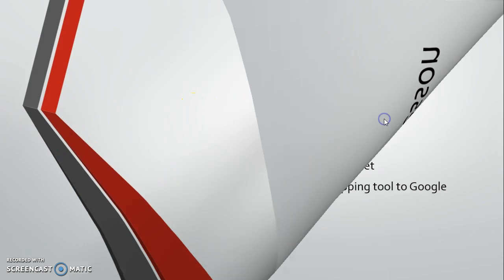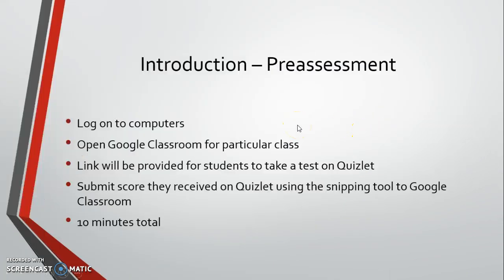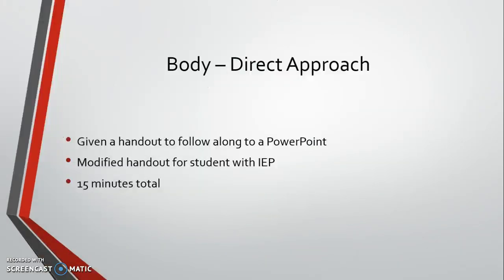Now on to the lesson. The introduction was a pre-assessment type of introduction in which students would log on to the computers, open Google Classroom for this particular class. In that Google Classroom, there would be a link in which students would be able to take a test on Quizlet. From there, the students would submit the score they received on Quizlet using the snipping tool to the Google Classroom assignment. This took a total of 10 minutes.